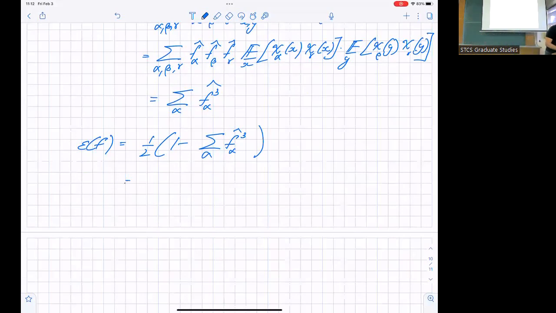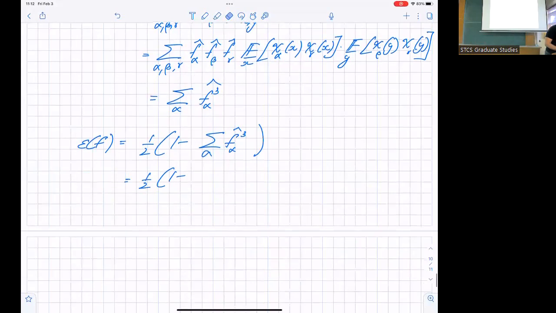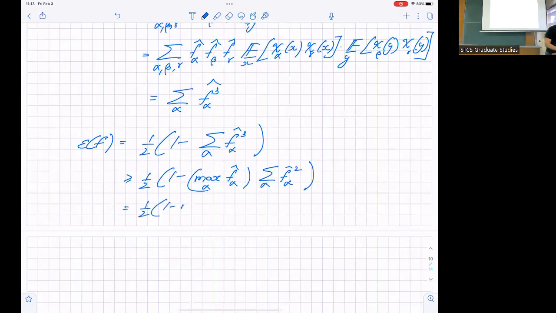They just observe that this is half times 1 minus, let's say, this is greater than or equal to, I can pull out the maximum over alpha of f hat alpha times summation of f hat alpha squared, which is equal to 1, because of Booleanity of f. Therefore, this is half times 1 minus max alpha f hat alpha, but this is equal to delta f.